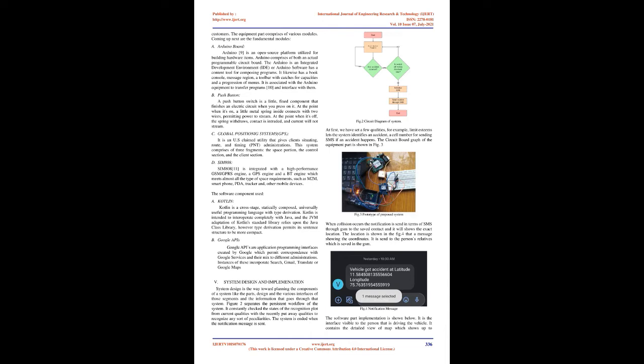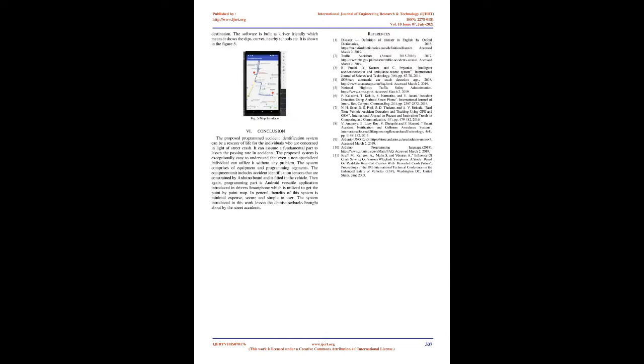B. Push button. A push button switch is a little, fixed component that finishes an electric circuit when you press on it. At the point when it's on, a little metal spring inside connects with two wires, permitting power to stream. At the point when it's off, the spring withdraws, contact is intruded, and current will not stream.